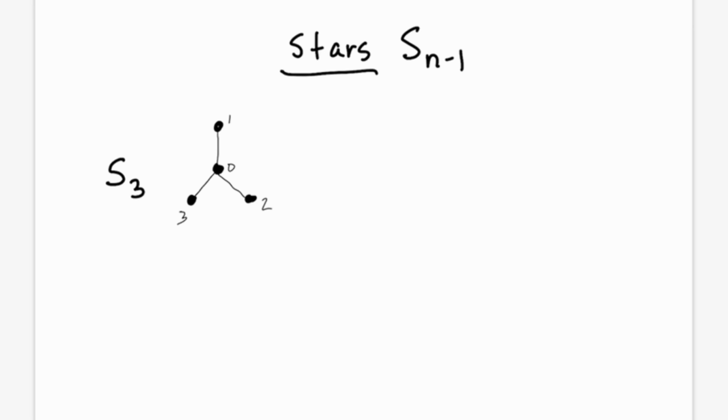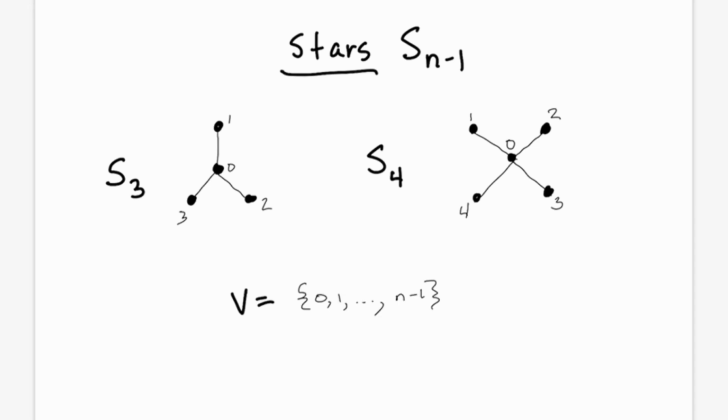Here's an example of S4, the star on 5 nodes. Once again, we have a vertex in the center, which we label 0, and 4 other nodes that are all connected only to 0. As usual, our vertex set V is the set of all numbers 0 to n-1. It's also easy to describe the edge set. The edge set contains the edges (0, 1), (0, 2), up to (0, n-1).